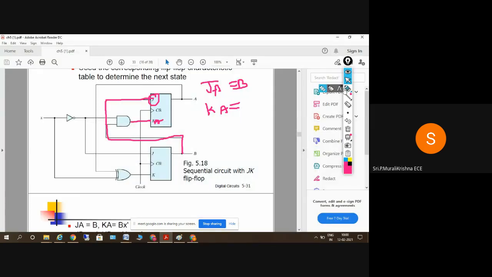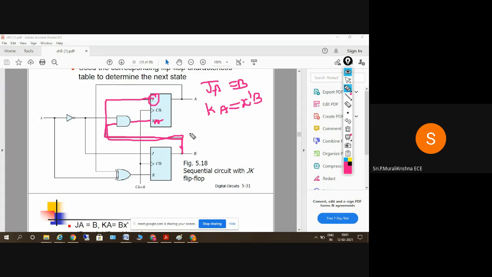Okay, I'll name this as KA. So KA is equal to the operation of this B value and the other value, X bar. Okay, so X bar B or B X bar. Yes or no? Okay, so these are the values of JA and KA. And tell me the values of JB and KB.